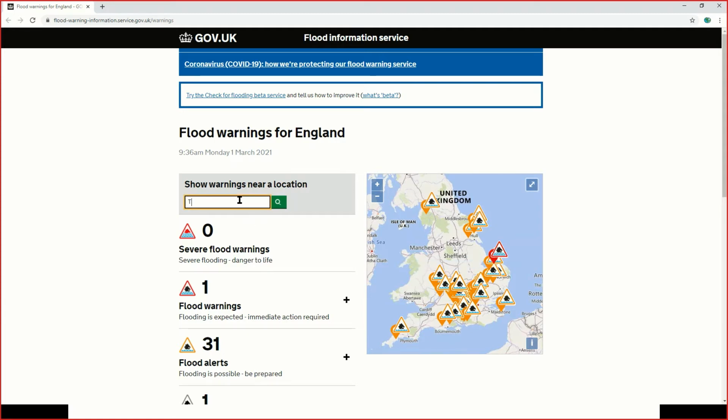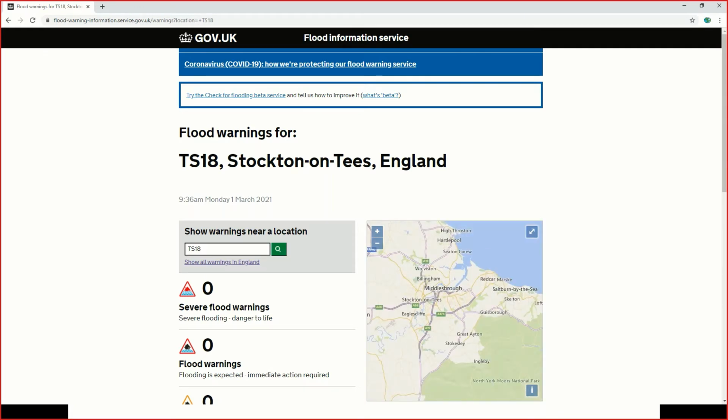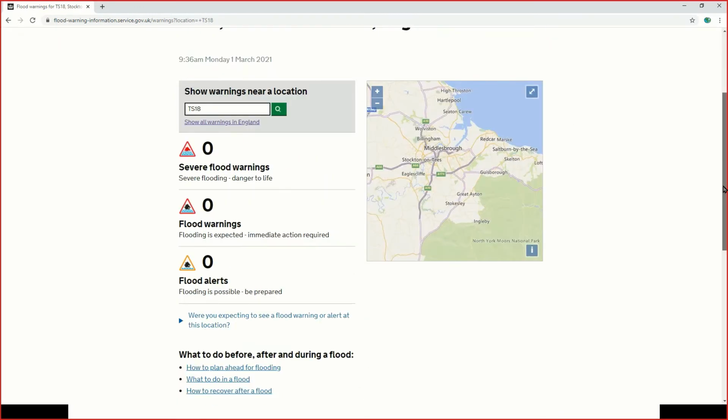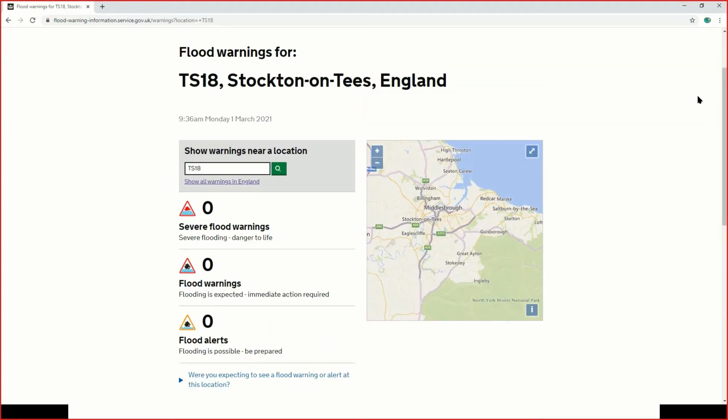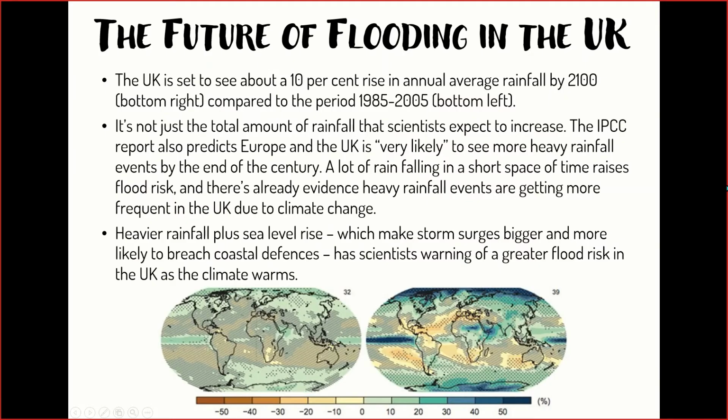Now, if we put in our postcode, or one nearby, nothing of concern around us today, okay, in the Teesside area. So you can keep an eye on that. That's part of the sort of warnings they put out as a result of predictions. But how do we go about looking at these predictions then? Now, let's think about future flooding as well before we get into that in a little bit more detail.